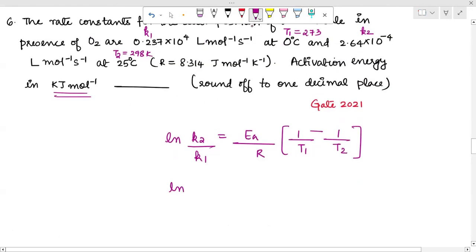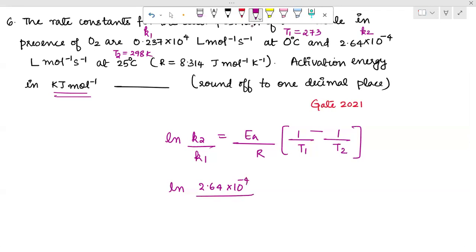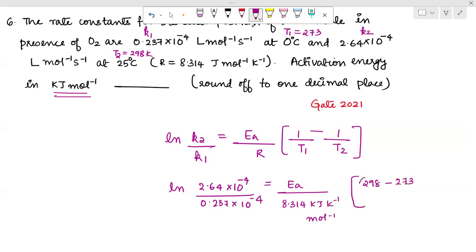So ln of, what is the rate constant? 2.64 into 10 to the power minus 4 divided by 0.237 into 10 to the power minus 4, equal to Ea, which is what you have to find, divided by 8.314 kilojoules per Kelvin per mole, into 298 Kelvin minus 273 Kelvin, divided by 298 Kelvin into 273 Kelvin.